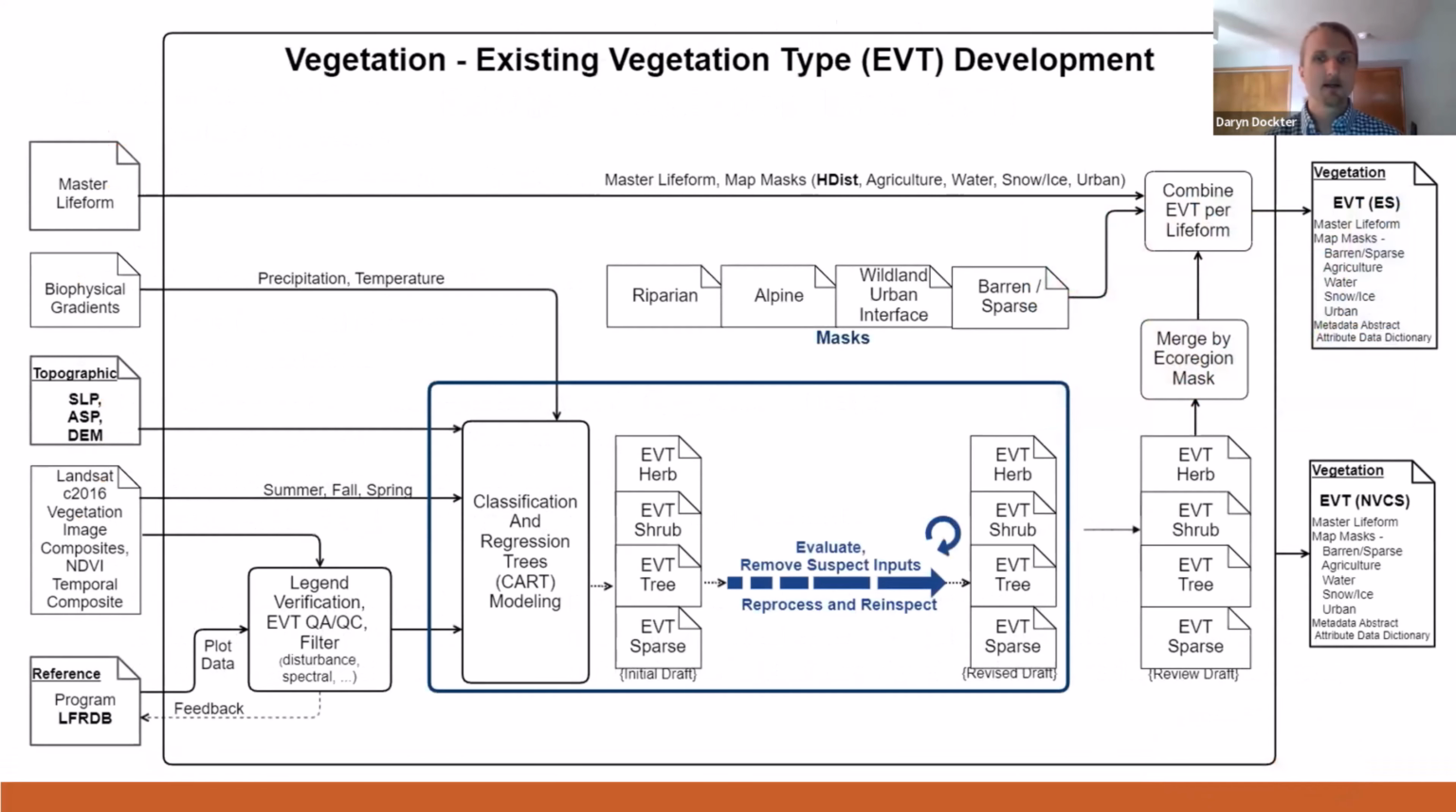Here's the flow chart. Similar to what you saw before. Again, we add in the precip and temp variables, the topographic variables, the same Landsat imagery. We have a QC filtering process on those LFRDB plots as they come into being used in the model. We model each of the herb types together, shrub types and tree types, those all get modeled together. And then the sparse types get modeled together so that when we put it back together, it matches that life form mask and it matches the cover and height products as well. And in the end, like I mentioned, we had the EVT based on ES and then also a second on NVCS.